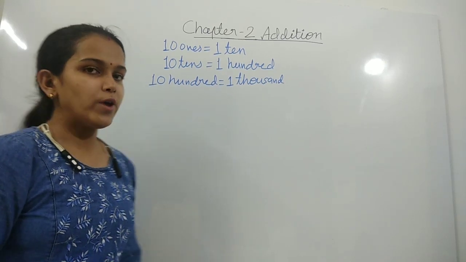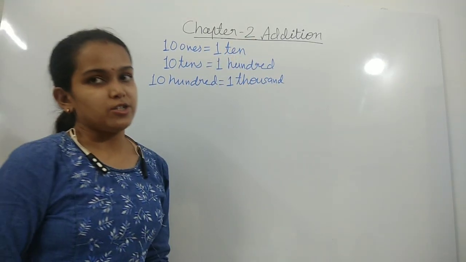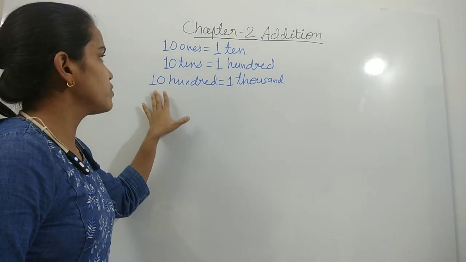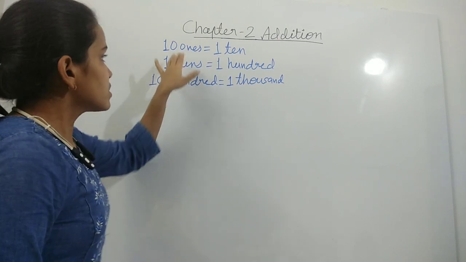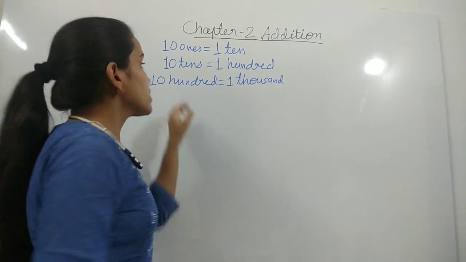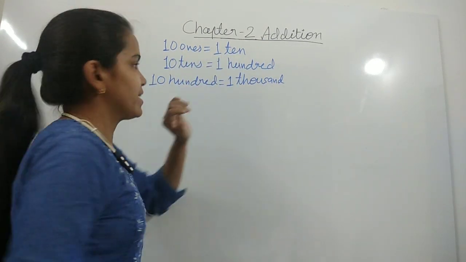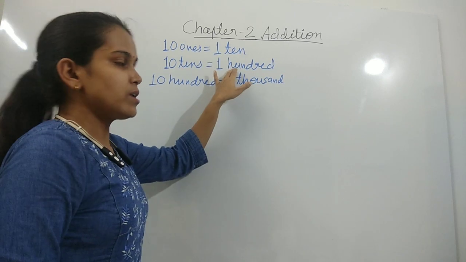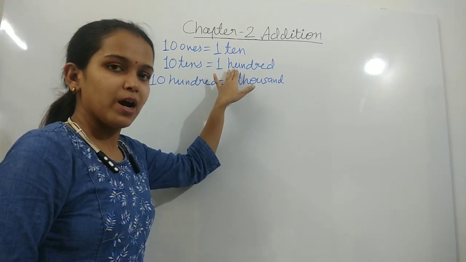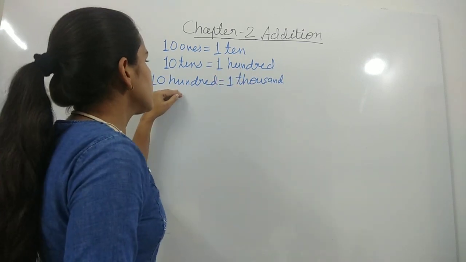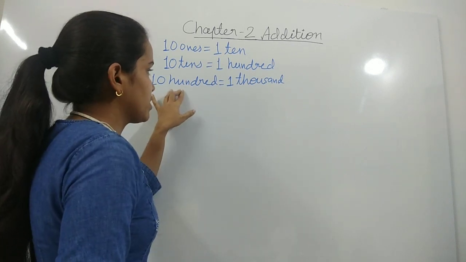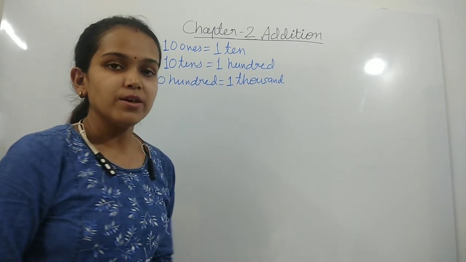Hello, today we are going to study chapter 2 addition. Before starting the topic, let us revise some concepts which we have already studied. 10 ones make 1 ten. That means when we group 10 ones, we get 1 ten. 10 tens make 100. That means when we group 10 tens, we get 100. 10 hundreds make 1000. That means when we make a group of 10 hundreds, we get 1000.